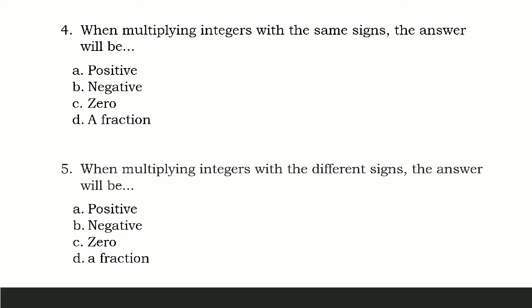Number 4. When multiplying integers with the same signs, the answer will be A. Positive, B. Negative, C. 0, D. Fraction. Last. Number 5. When multiplying integers with different signs, the answer will be A. Positive, B. Negative, C. 0, D. Fraction.